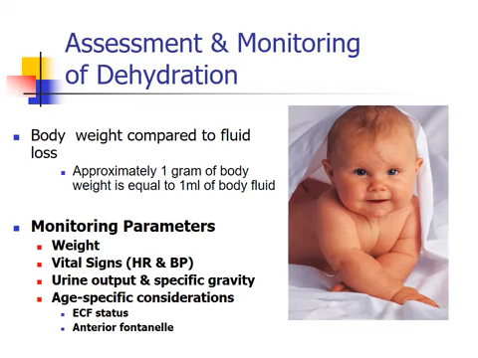Assessment and monitoring of dehydration. Body weight is compared to fluid loss. Approximately 1 gram of body weight is equal to 1 mL of body fluid. Monitoring parameters would be weight, usually a daily weight. Vital signs we'll talk about when we talk more about the signs of dehydration. We'll look at what the heart rate does, what blood pressure does. We already mentioned monitoring urine output, urine specific gravity, and how that is affected by the extracellular fluid status.